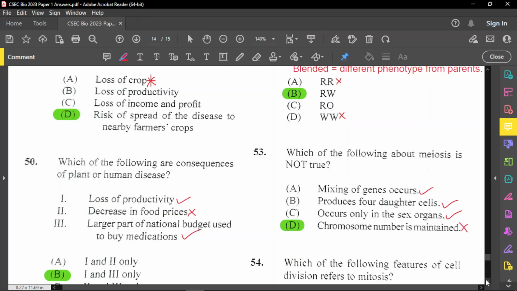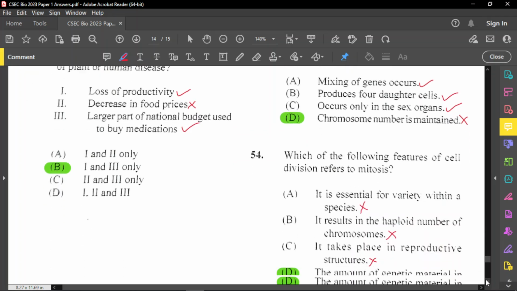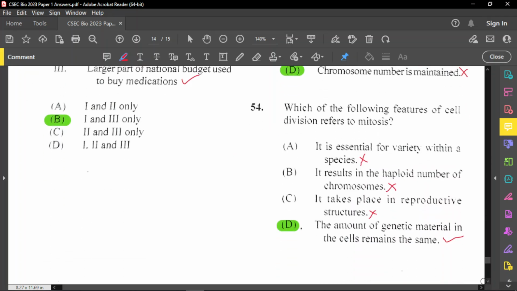All right. So 54, it said, which of the following features of cell division refers to mitosis? Option D is correct because the amount of genetic material in the cell remains the same, because mitosis produces the same number of chromosomes in the cell. It's the exact same thing. Meiosis, however, produces half the number, which is called a haploid cell. Mitosis produces diploid cells.